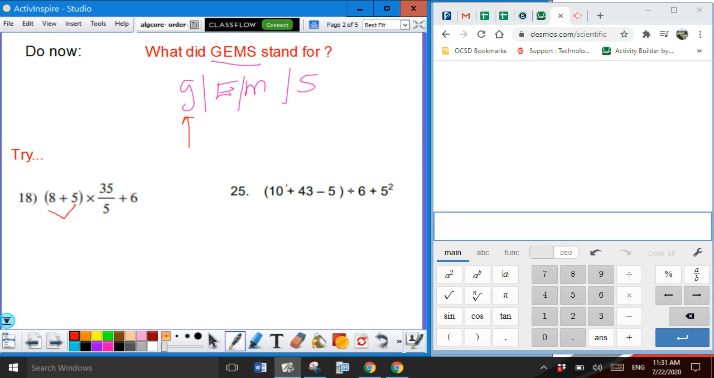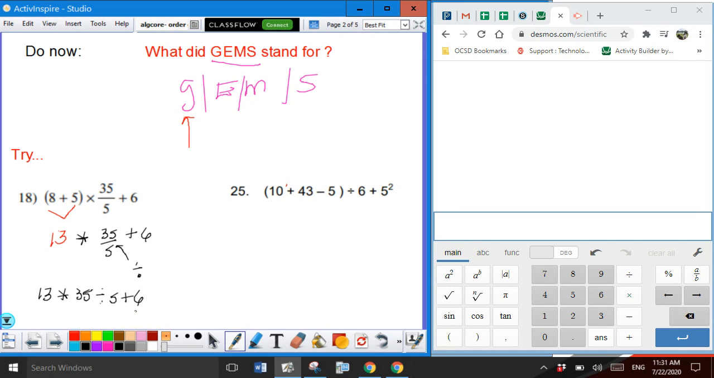Well, 8 plus 5 I know is 13. So I'm going to rewrite that, and this is multiplication. I'm going to write that as a star. That way I don't get confused. 35 divided by 5 plus 6. Okay, now I need to figure out, what do I do next? Am I going to add next? Am I going to multiply? And remember, I've got a division here. So this is really 13 times 35 divided by 5 plus 6.